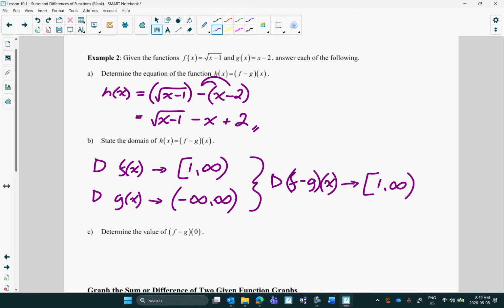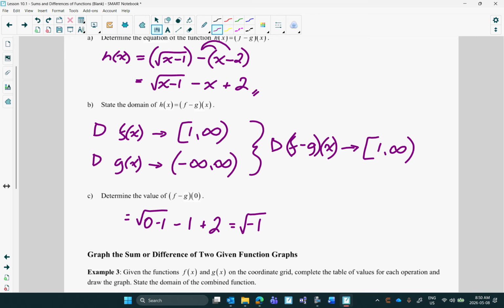Finally, you're asked to evaluate the difference function by finding f of 0. So I got to put 0 in every time I see an x. So I get root 0 minus 1 plus 2. Would it not be minus 0? No, wait. It says minus 1. What's the square root of -1? You can't make it. Right. So you can't do this.